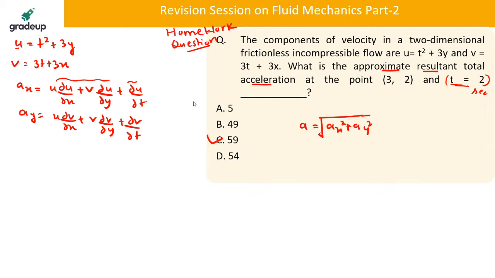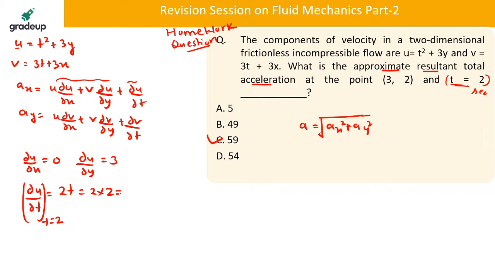So should I tell you the solution? Yes. You have to find the value of du by dx. The du by dx will be equal to 0. Du by dy will be equal to 3. And du by dt will be equal to 2t. You have to find du by dt at t equal to 2. That will be 2 into 2 equal to 4.